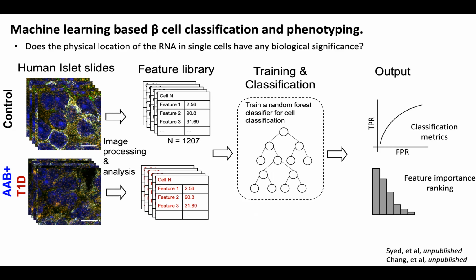In the next stage, we do supervised learning. We separate the data into two groups. One is for training to establish the model, and the other is for validation. For classification, we use a random forest classifier, and the major output gives you the accuracy of the classification, as well as a ranking of the features used to do the classification.